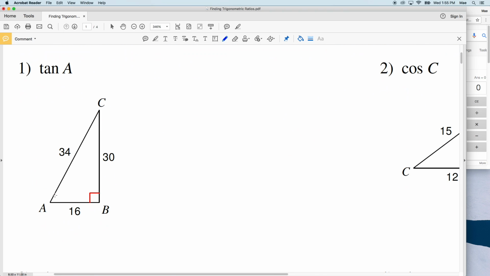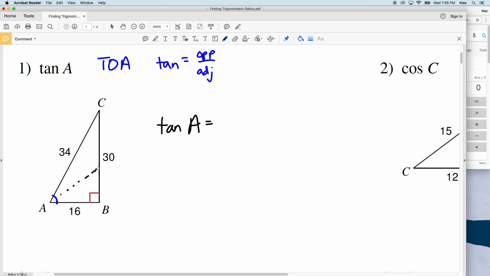In number 1, we're trying to find the tangent of A. A is this angle here. Tangent, remember, TOA is the tangent equals opposite over adjacent. So when you see tangent, think TOA. So if we're finding the tangent of A, that's going to equal opposite, and what it means by opposite is the side opposite that angle.